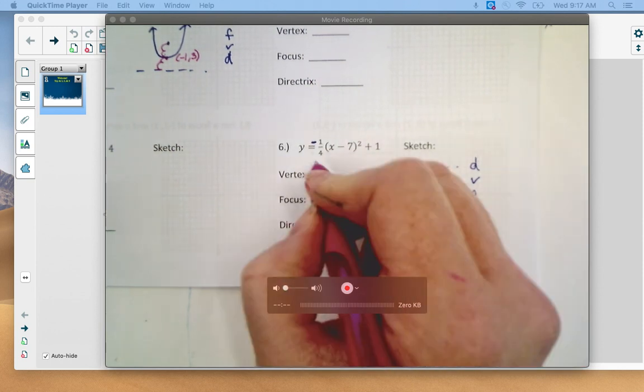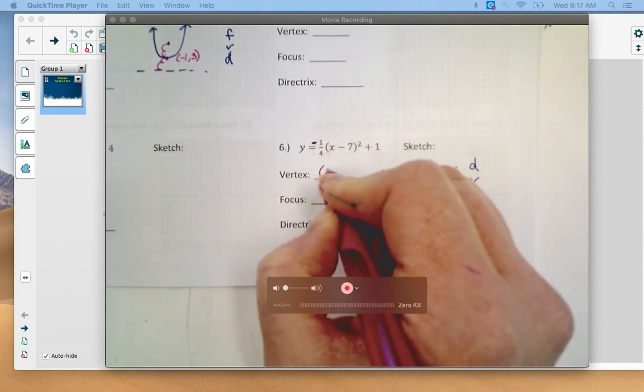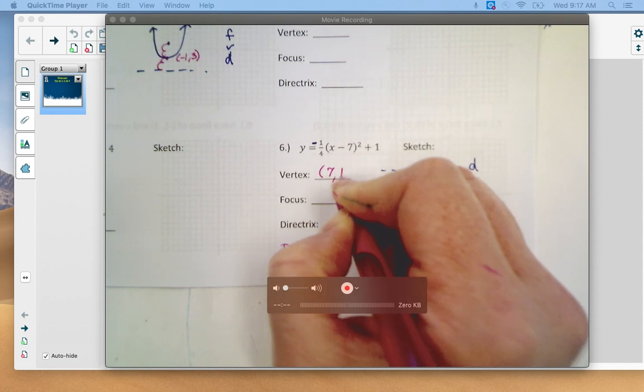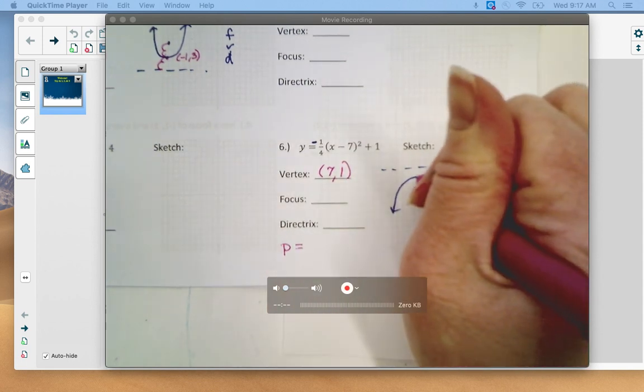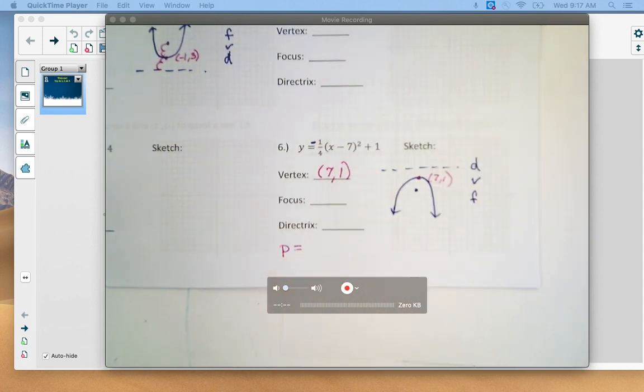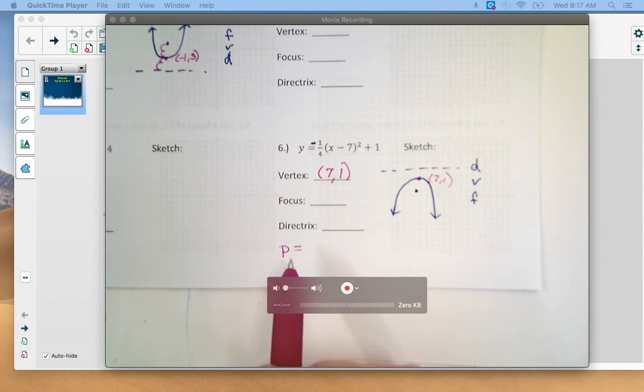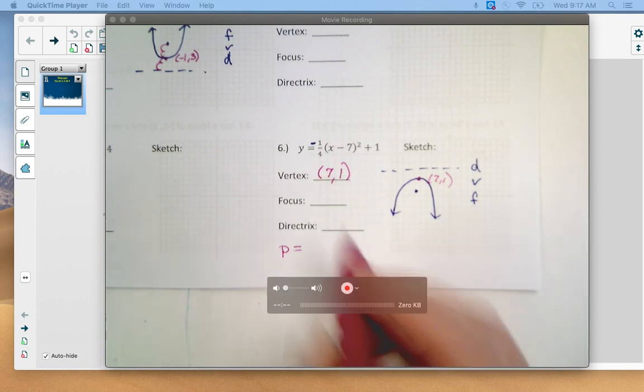What's your vertex? 7, negative 1. Careful, 7, 1. Your focal length is negative 1/4. So what's your p-value? Do we agree with 1? Is it negative 1? No, because can you have a negative length? No, so p is equal to 1.